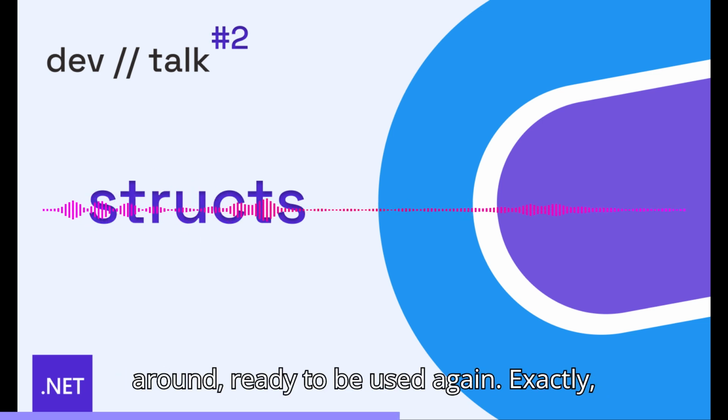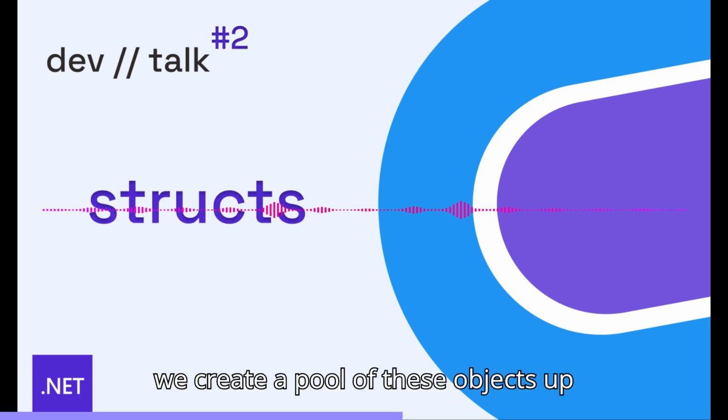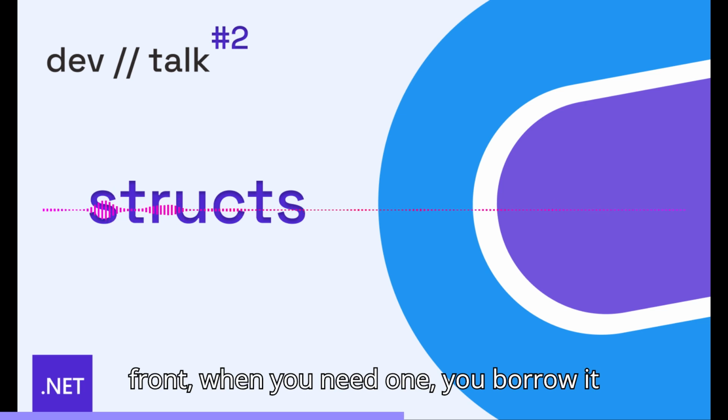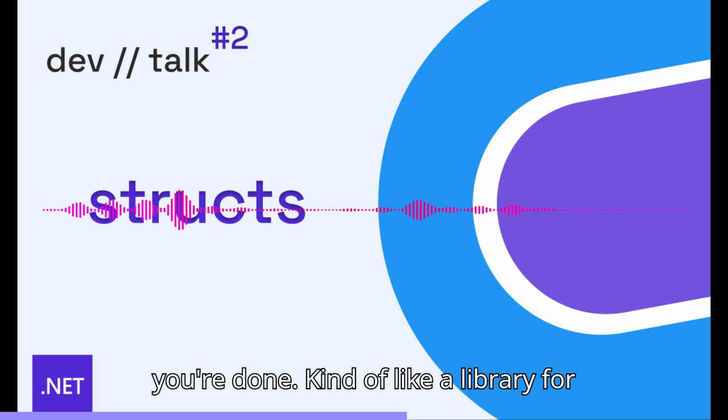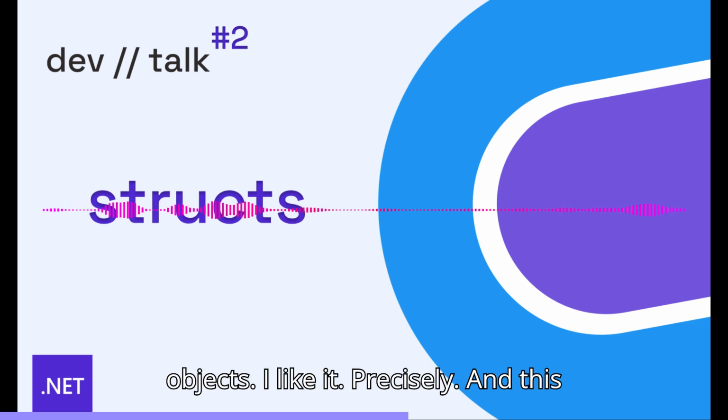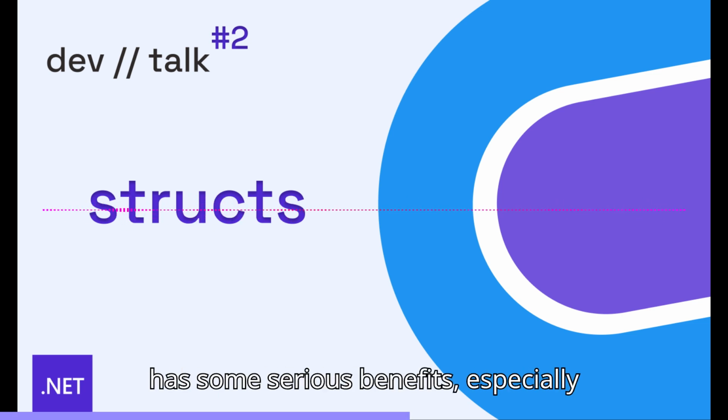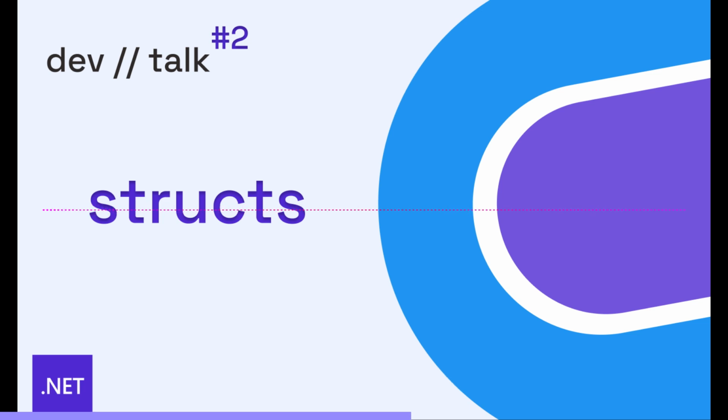Okay, so we're not throwing them away each time. We're keeping them around, ready to be used again. Exactly. We create a pool of these objects up front. When you need one, you borrow it from the pool, use it, then return it when you're done. Kind of like a library for objects. I like it. Precisely. And this has some serious benefits, especially when it comes to performance. Like what? Give me the good stuff.